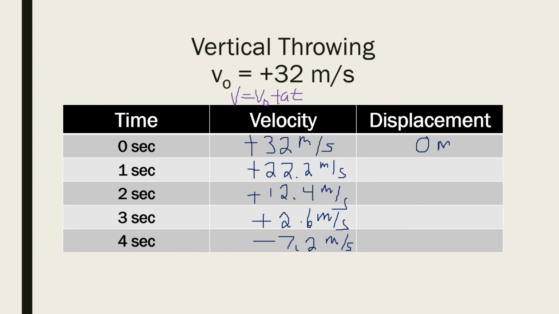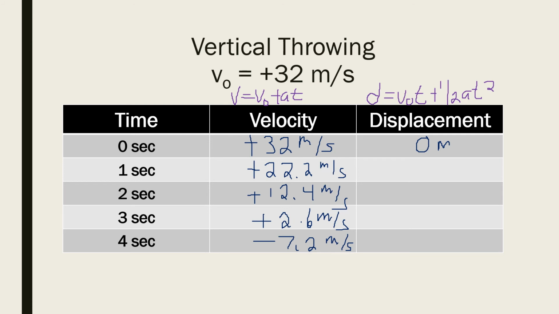Displacement, however, works the exact same way as the other problems. There's just not going to be a shortcut. There's not going to be a symmetry shortcut. But the V naught is always going to stay the same. The V naught is always going to be 32. And half of negative 9.8 is always going to be negative 4.9.